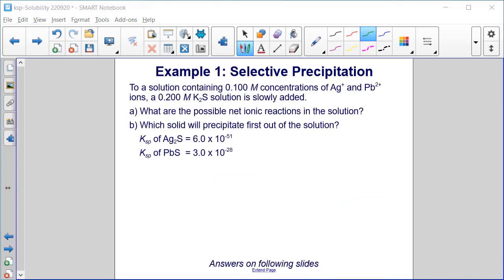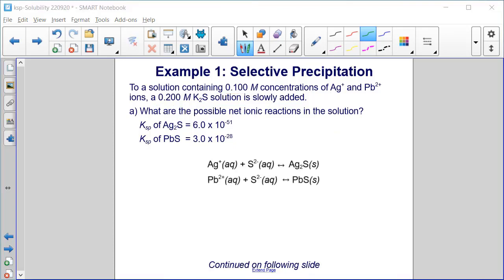Example 1, selective precipitation. To a solution containing 0.100 molar concentrations of silver and lead 2+ ions, a 0.200 molar K2S, potassium sulfide, solution is slowly added. A, what are the possible net ionic reactions in the solution? And B, which solid will precipitate first out of the solution, given the KSP of silver sulfide is 6.0 times 10 to the minus 51, and the KSP of lead 2 sulfide is 3.0 times 10 to the minus 28?